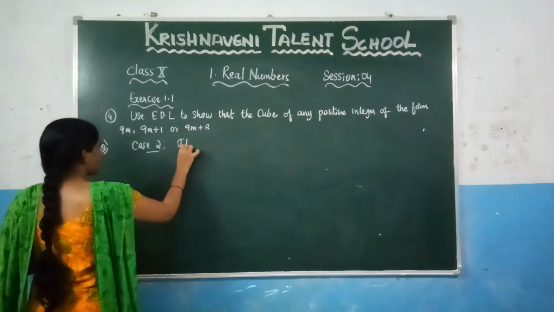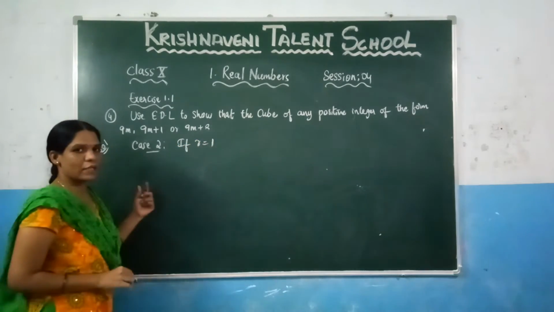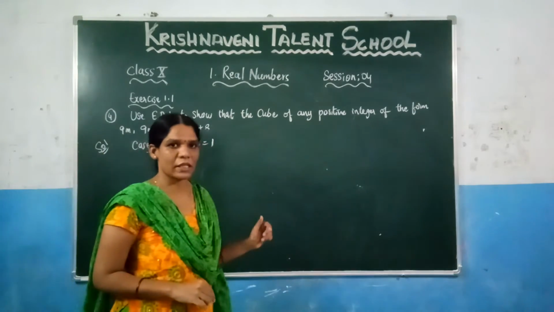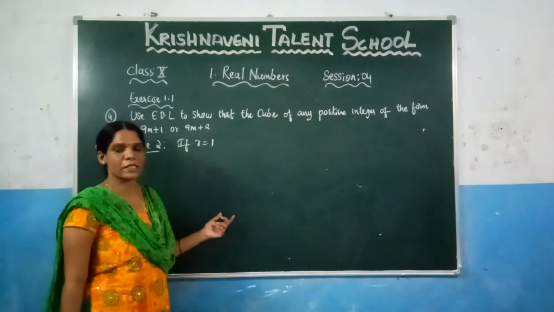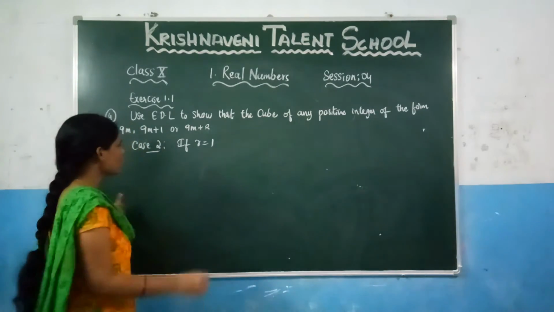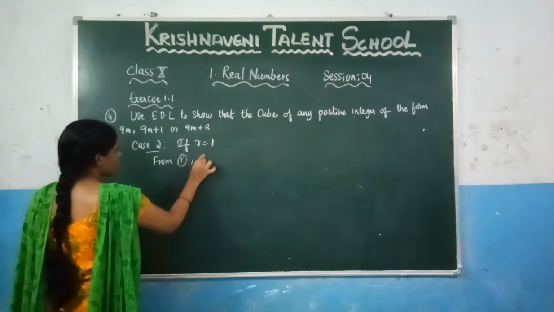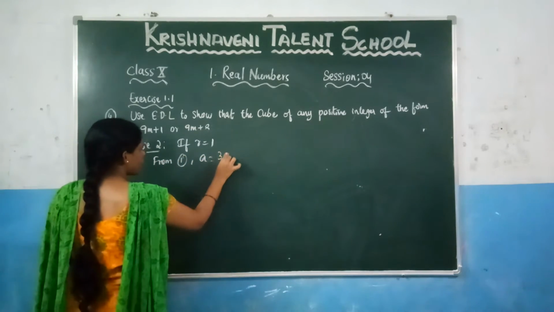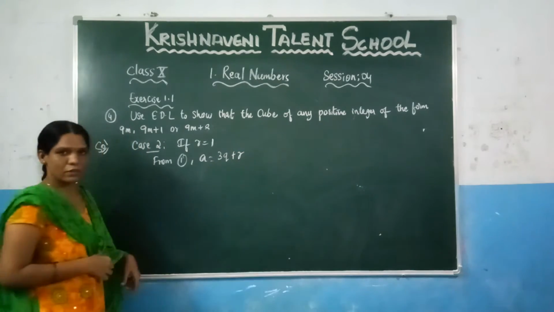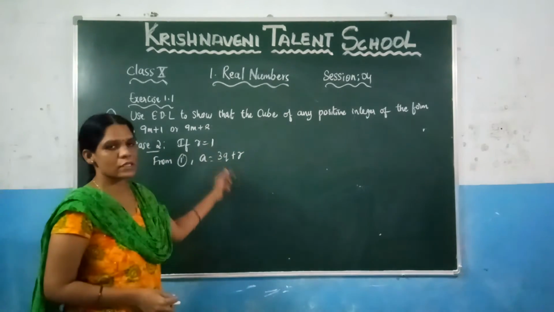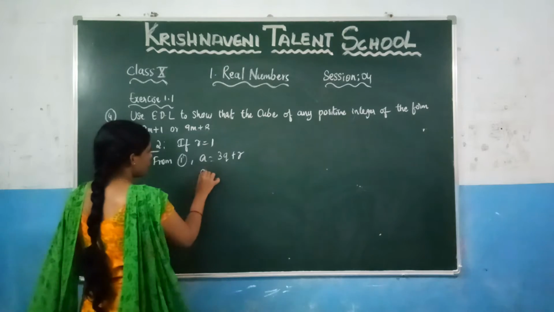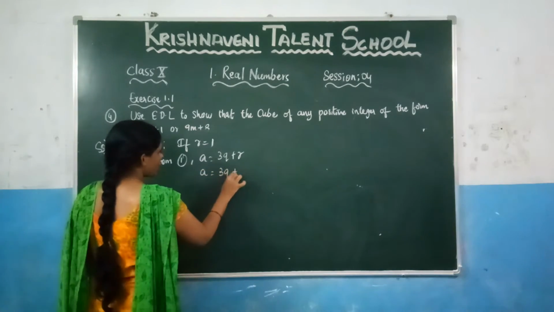If r is equal to 1, what is the equation 1 we took? The equation is a is equal to 3q plus r. In place of r, just substitute 1, so that you will get a is equal to 3q plus 1.